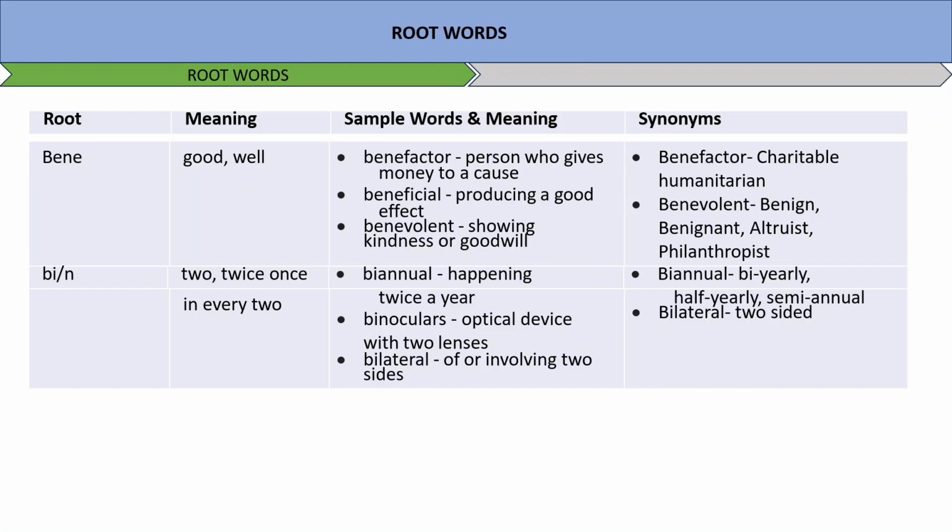Bi or bin means two, twice, or once in every 2 years. Biannual, happening twice a year. Binoculars, optical device with two lenses. Bilateral, of or involving two sides.